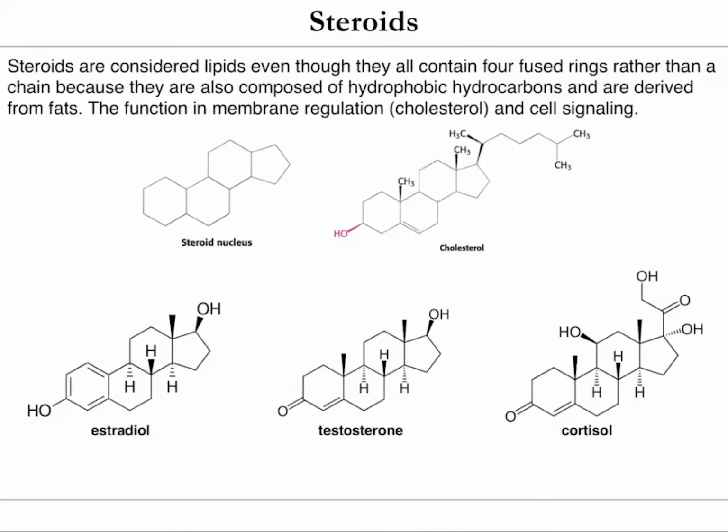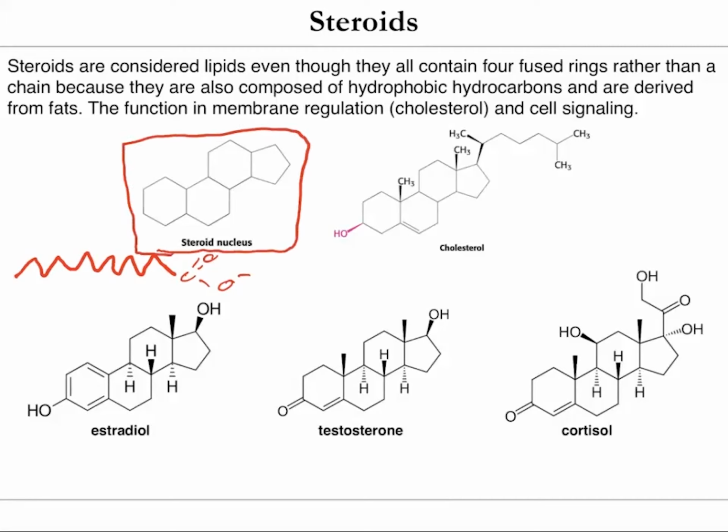Now, another class of lipids that are a little bit unique are the steroids. These are considered lipids even though they don't have that hydrocarbon chain that we saw in the fatty acids, which had the hydrocarbon chain terminating in a carboxylic acid group. Instead, steroids are made out of hydrocarbons almost completely, but they form these 4 fused rings that are made of a bunch of different carbons.